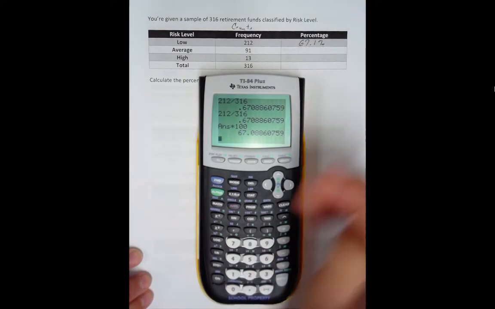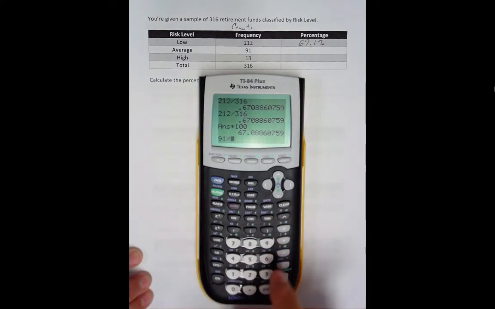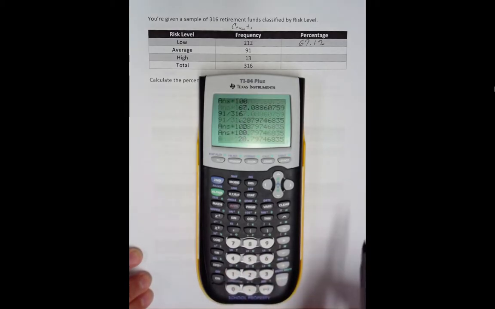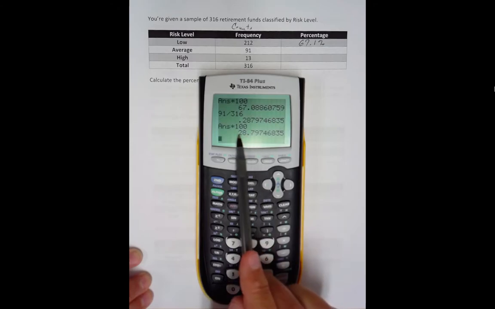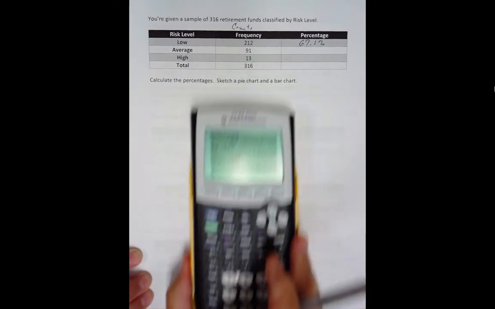All right, average, there's 91. So we have 91 divided by 316, multiplied by 100. Focus on the tenth, so this would be 28.8%.